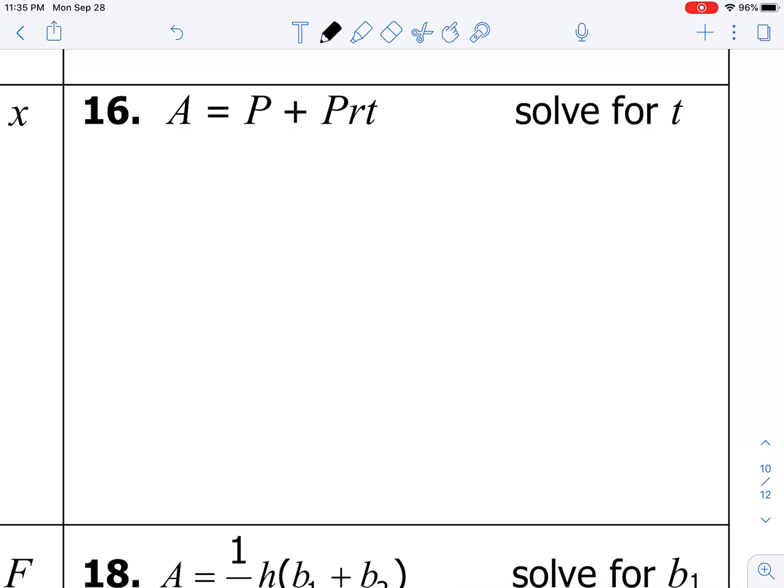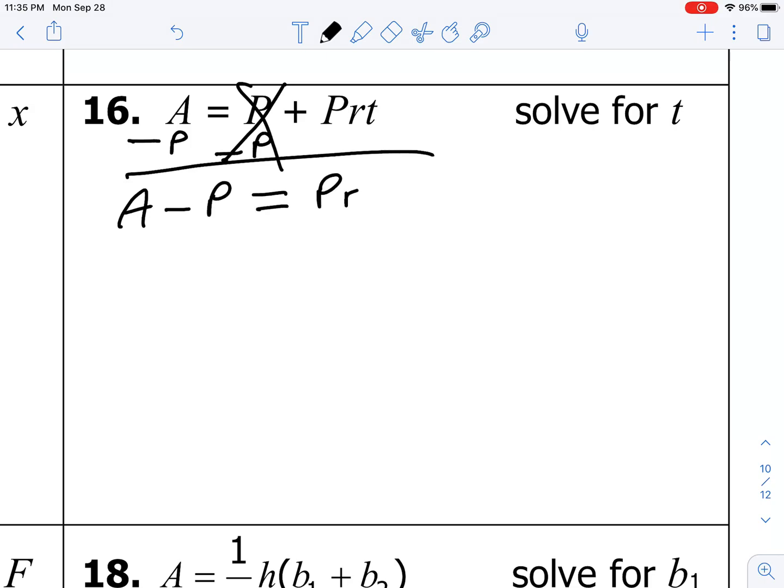Number 16. Solve for t. All right, so the first thing that we need to get rid of is the single p that's by itself. And it's positive, so let's subtract it to the other side. So basically we get A minus p equals p r t. All right, so now we need to solve for t. So we need to get rid of the p and the r. And I explained this earlier.